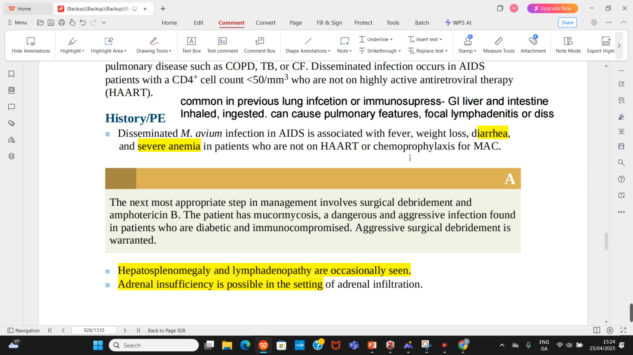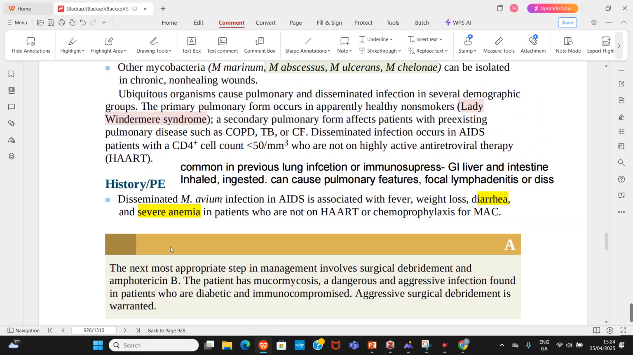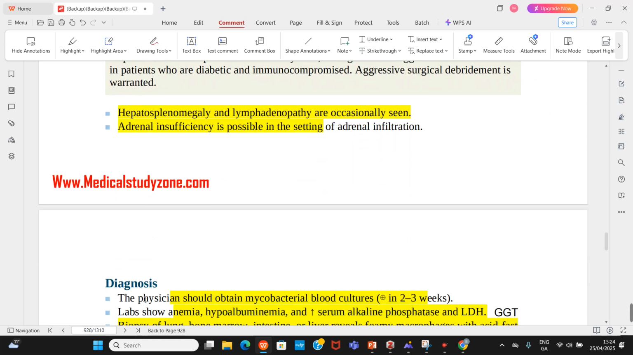For Mycobacterium avium: the diarrhea, the anemia, the hepatosplenomegaly, lymphadenopathy, and sometimes it can even affect the adrenal gland. Don't forget, part of the cause of adrenal crisis could be tuberculosis infection. At the same time, it could be from involvement of Mycobacterium avium. It can infiltrate the adrenal gland because it is highly disseminating.